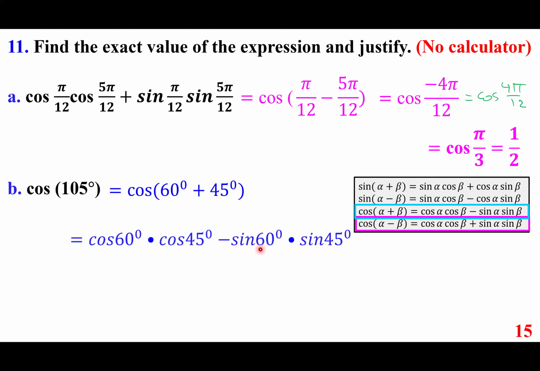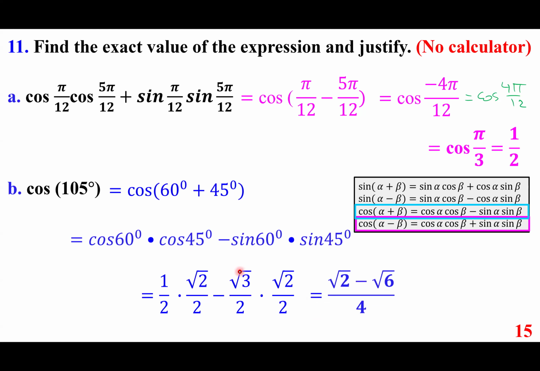square root of 3 over 2. And so in both cases, the denominator is 4. This one is 1 times square root of 2. This is square root of 3 times square root of 2. So square root of 2 minus square root of 6 would be the numerator, everybody. So knowing various identities will help us get to the answer.